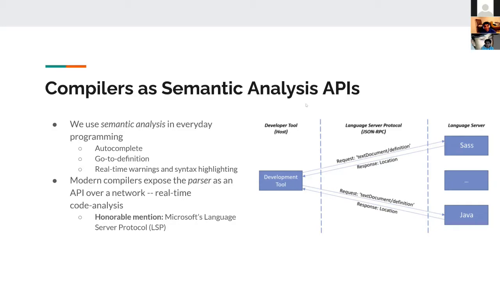It'll just be able to send it RPC requests through JSON, as you can see in this diagram. And it would be able to get an idea of your code analysis through that. You can see in this diagram that the development tools, so VS Code or your debugger, what have you, just talk to the language server, which is usually a component of the compiler.